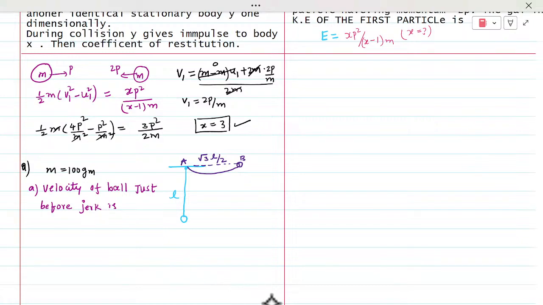Generally, in most cases, just before the jerk, the length will be L only. Jerk means the thread will become taut now; here it is loose, with less length. Just before the jerk, the velocity will be in the downward direction, not along the thread. The velocity is in this direction. This is clear, it is coming from this point.